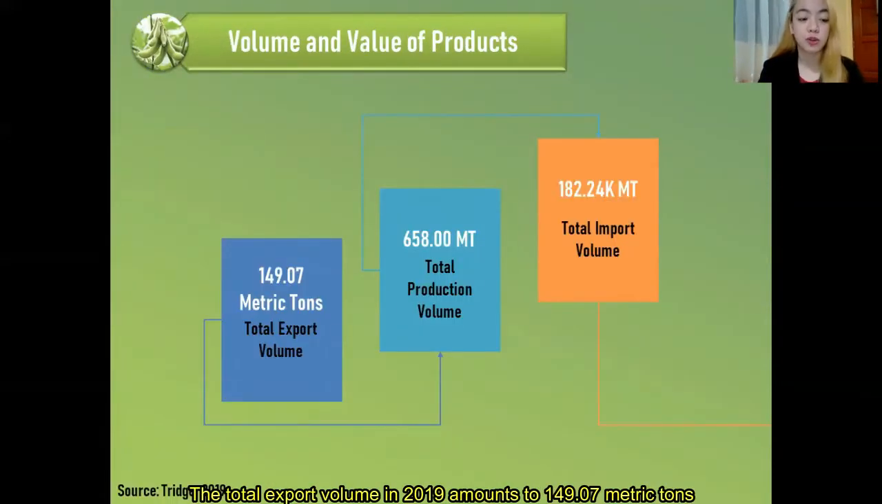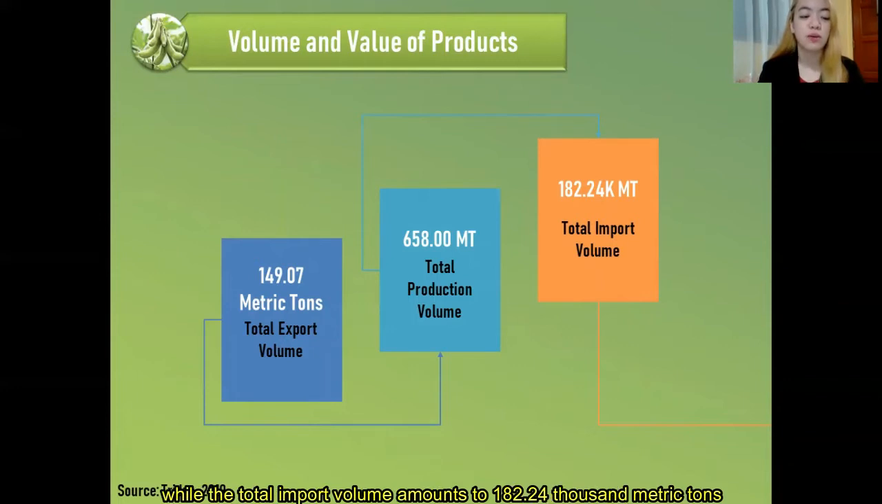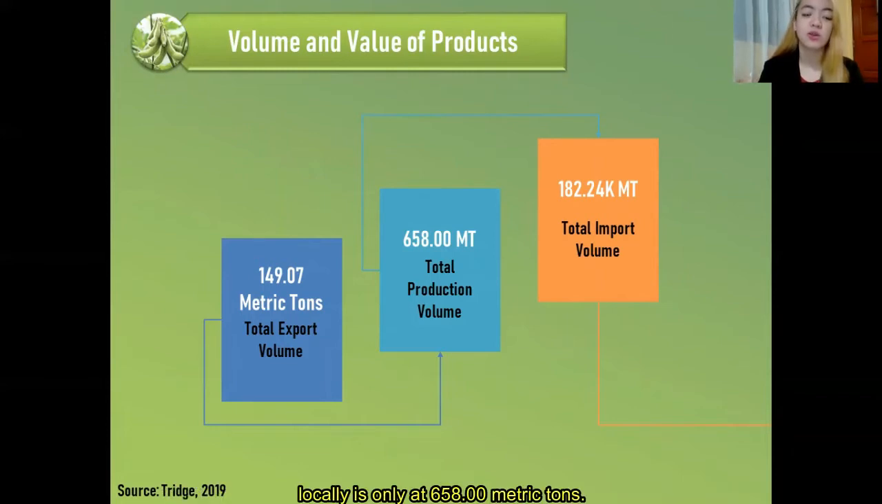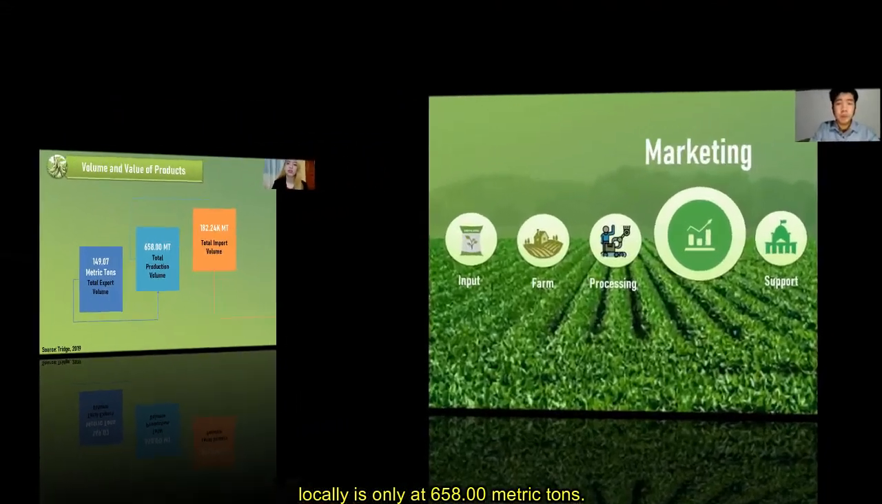The total export volume in 2019 amounts to 149.07 metric tons. The total import volume amounts to 182.24 thousand metric tons. The total production volume locally is only 658 metric tons.